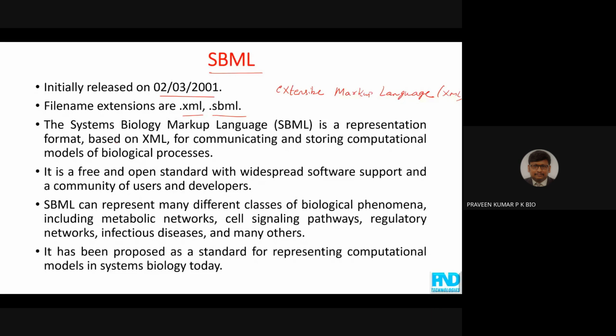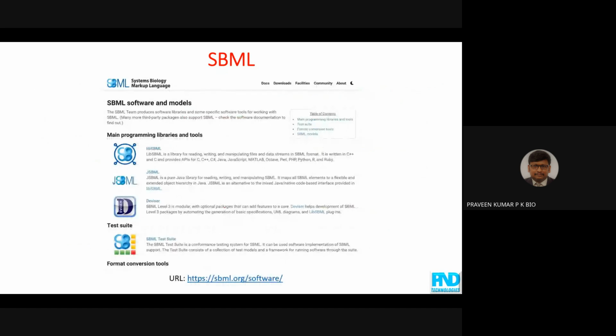Again, I'm telling you the system biology markup language is a representation form based on XML for communicating and storing computational models of biological processes. It is a free and open standard with widespread software support and a community of users and developers. Generally, it is used to represent many classes of biological phenomena, including metabolic networks, cell signaling pathways, regulatory networks, infectious diseases, and others. So this is something about the system biology markup language.